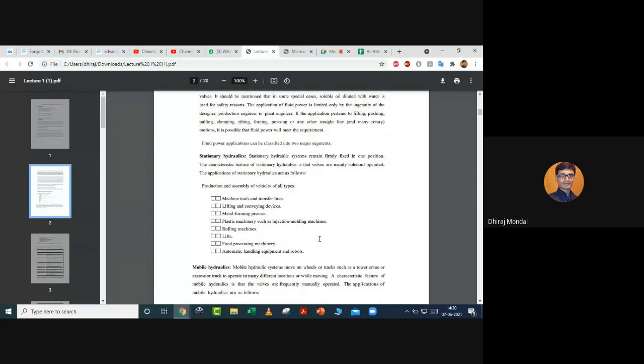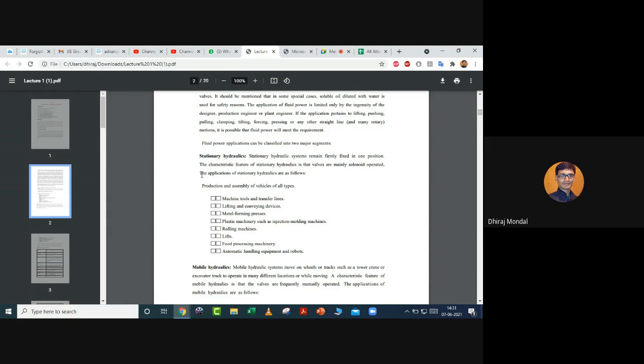Now, you know that in fluid power application there are mainly two major segments. One is stationary hydraulics. Stationary hydraulics systems remain firmly fixed in one position. The characteristic feature of stationary hydraulics is that valves are mainly solenoid operated, and the applications of stationary hydraulics are as follows.